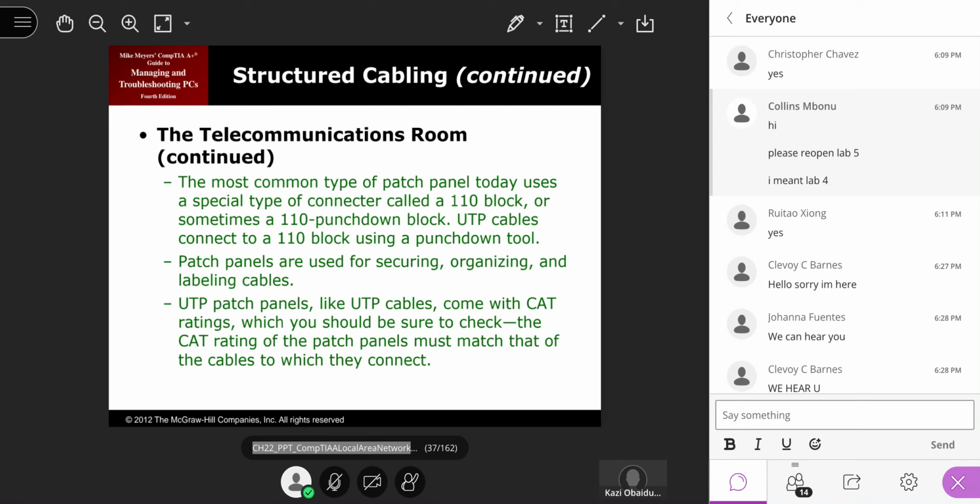Patch panels, why? For securing, organizing, and labeling. We can keep labels also: this cable is there, this cable is there, like this. UTP patch panels, like UTP cables, come with a category CAT rating. You know the CAT rating, category 5, 6, right? You should check that the CAT rating of the patch panel matches that of the cable to which it connects.